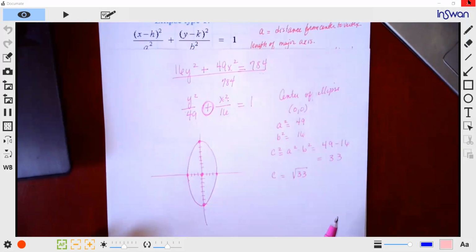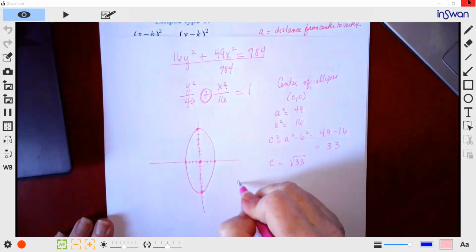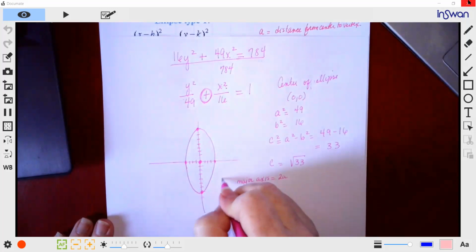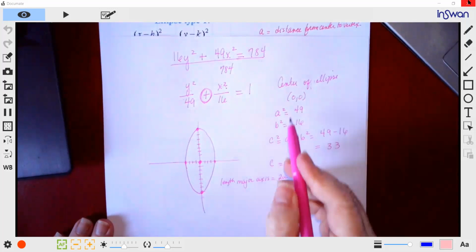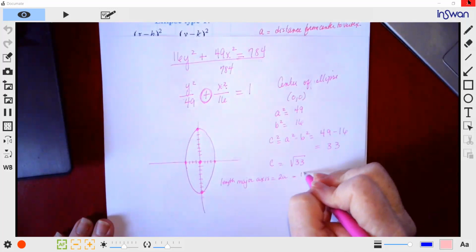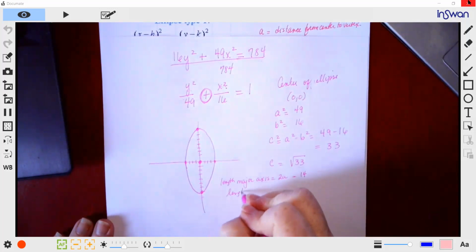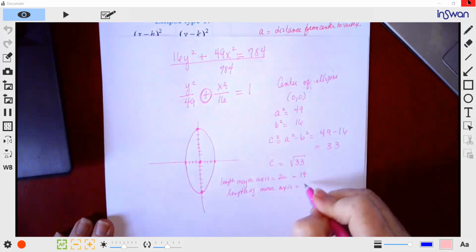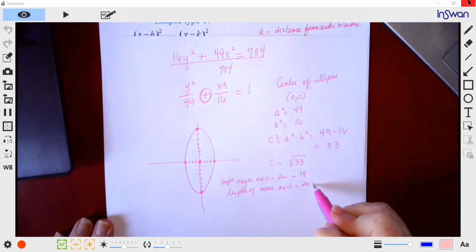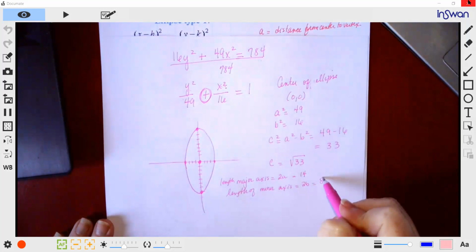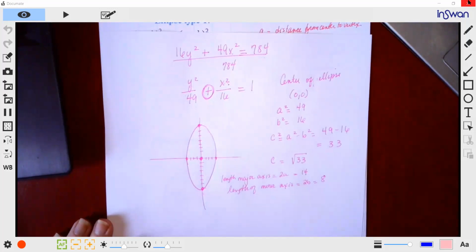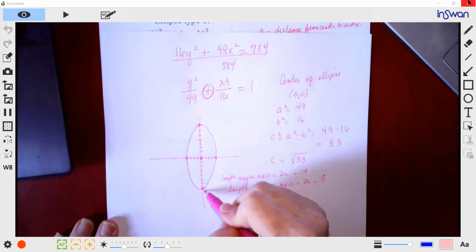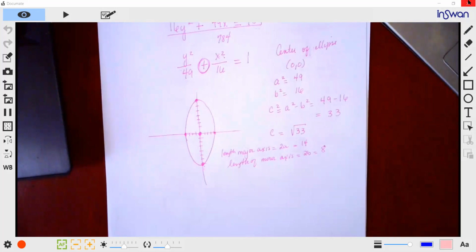Now, how long is the major axis? Major axis is always 2a in length. So in this case, it's going to be 2 times 7 or 14, and the length of the minor axis is 2b, which would be 2 times 4, which is 8. And you could just count it. From here to here is the minor axis, from here to here is the major axis. You could just count those units if you wanted to.